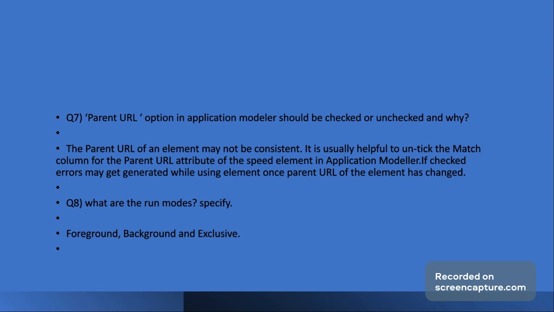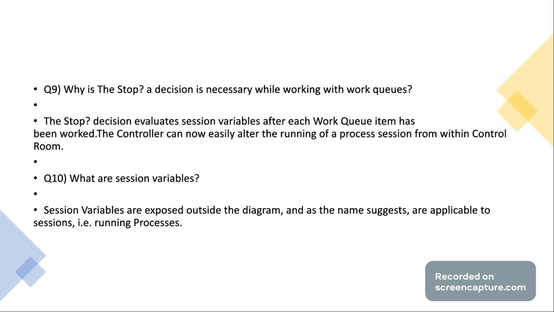Q8. What are the run modes? Specify foreground, background, and exclusive. Q9. Why is the stop decision necessary? A stop decision is necessary while working with work queues. The stop decision evaluates session variables after each work queue item has been worked. The controller can now easily alter the running of a process session from within Control Room.